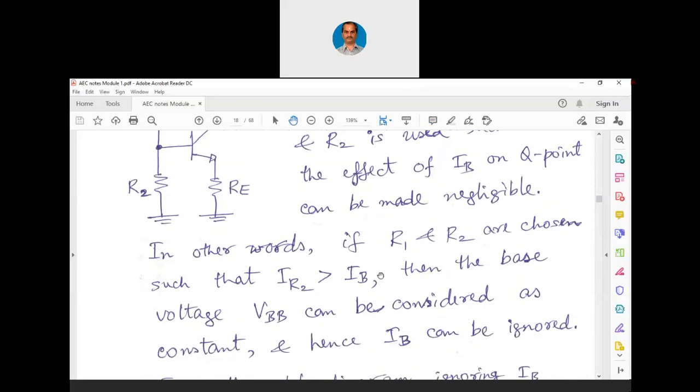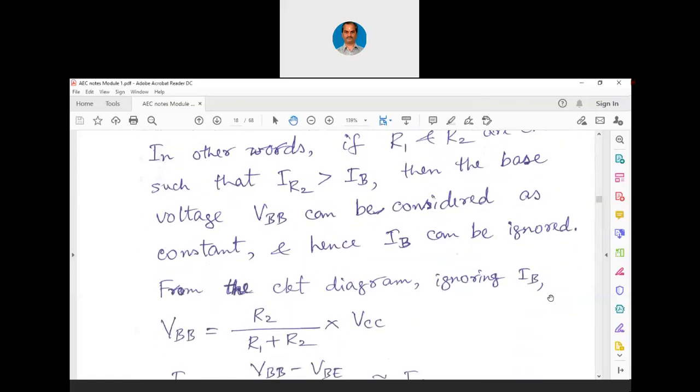In other words, if R1 and R2 are chosen such that IR2 is greater than IB, see this is the main point. The main point is IR2 must be greater than IB. That is why I gave an example that the current in R1 and R2 must be in milliampere. Then if the base current is in microampere, it is almost 1000 times difference, so IB can be ignored. So IR2 must be greater than IB, then the base voltage VBB can be considered as constant, irrespective of the temperature, irrespective of the beta. VBB can be considered constant, hence IB can be completely ignored. That is the specialty of this circuit.